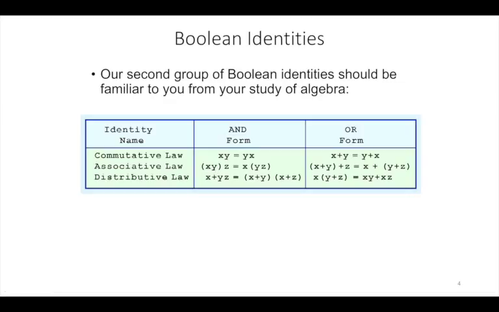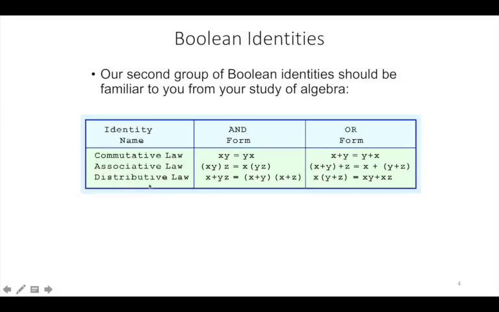In the associative law, the order of operations on a group of variables is not important. x AND y and then AND with z is equivalent to x AND y AND z, where y and z are ANDed together first before we perform the AND operation with x. Similarly, in the OR form, x OR y and then OR z is equivalent to x OR y OR z.